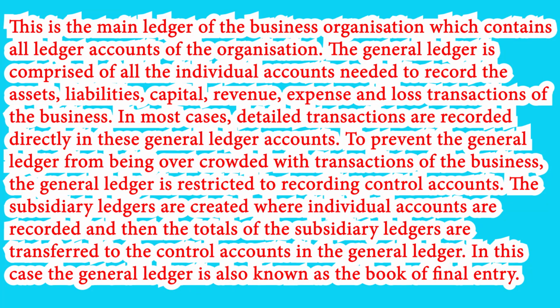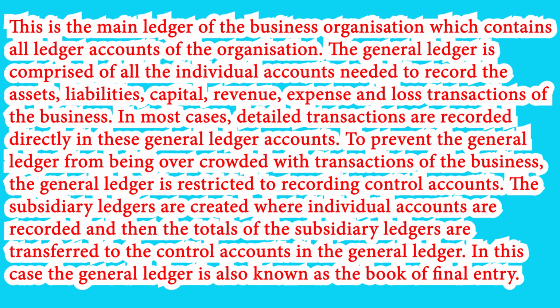The general ledger is the main ledger of the business organization, which contains all ledger accounts of the organization. The general ledger comprises all individual accounts needed to record the assets, liabilities, capital, revenue, expense, and loss transactions of the business. In most cases, detailed transactions are recorded directly in these general ledger accounts.